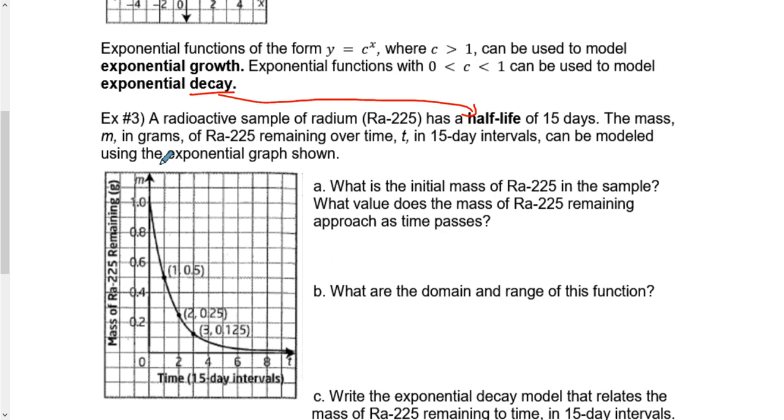And every single 15-day interval, so one 15-day interval, it has decayed to be 1/2 of its original size. Another 15 days, it has decayed to 1/2 of that size. So you can see that this is at 0.25. Another 15 days, which is three intervals, the 0.125 is 1/2 of that 0.25.